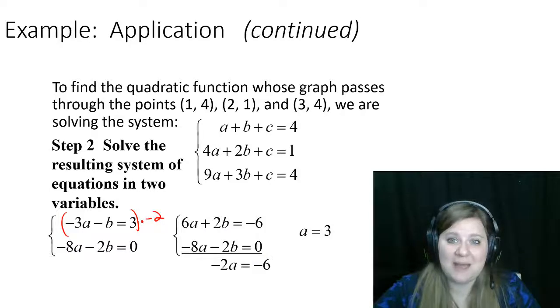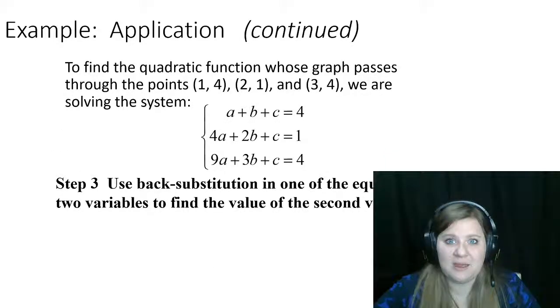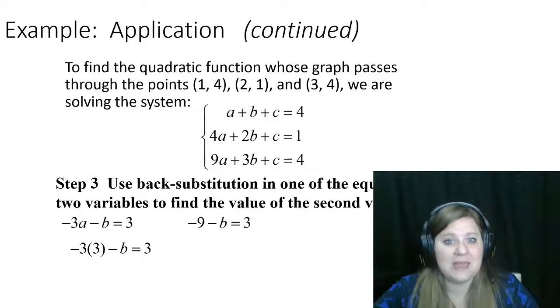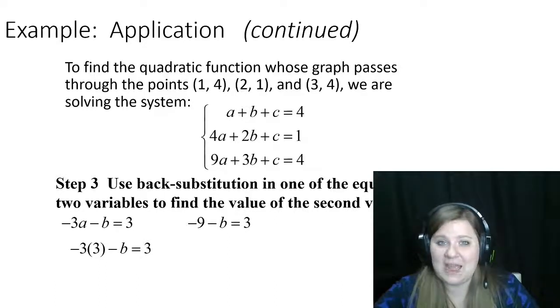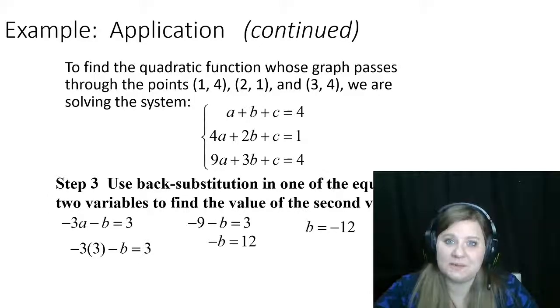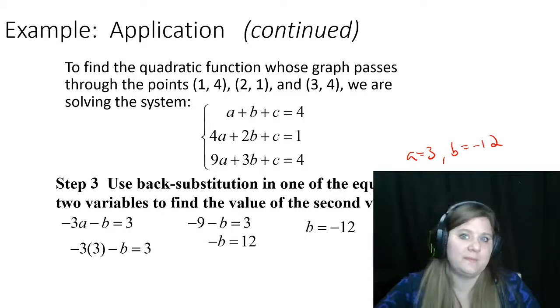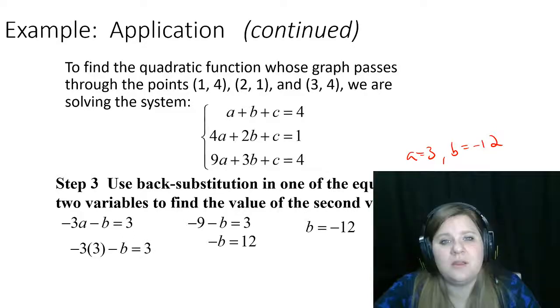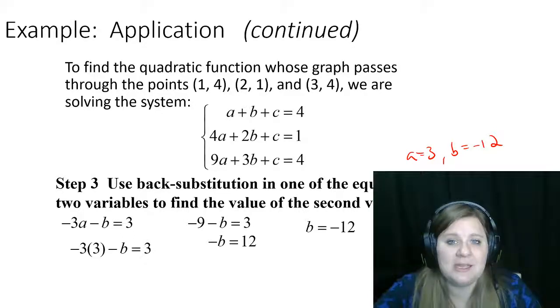I substituted that back into one of my equations that had two variables. I used -3a minus b equals 3. So I replaced a with 3, and I got -9 minus b equals 3. I added 9 to both sides and divided by -1. That gave me b equals -12. So at this point, you should have had a equals 3 and b equals -12. Go ahead and solve for c and attempt to write your equation for the quadratic in standard form given that answer.